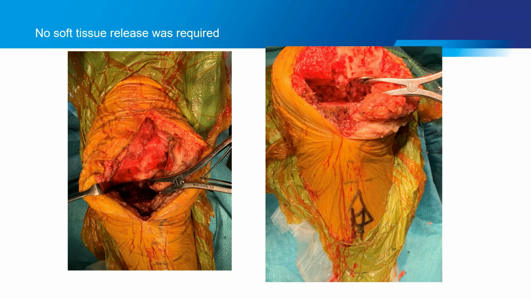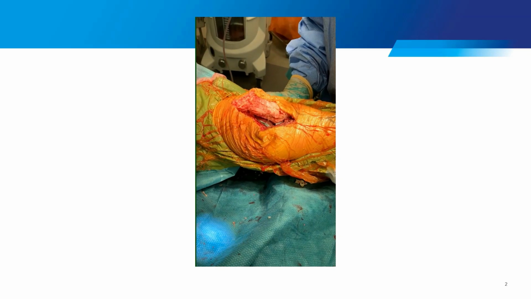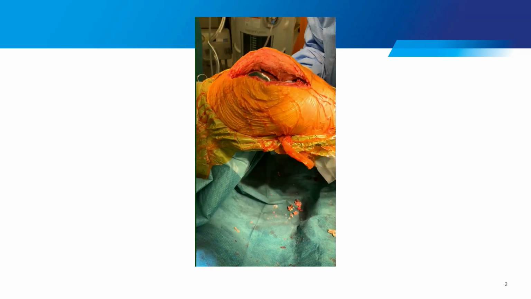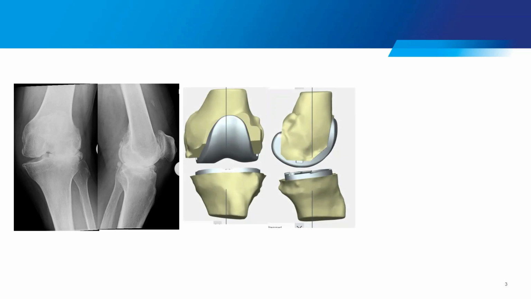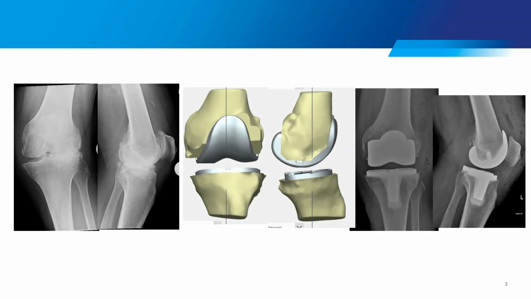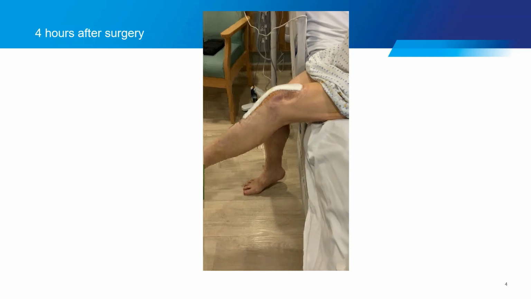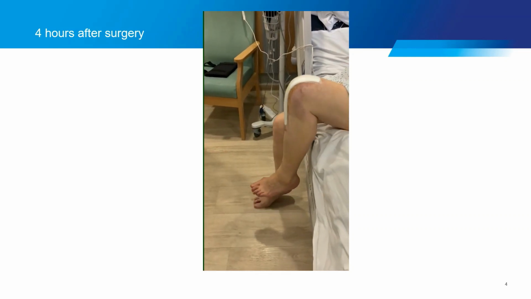So that is the intraoperative situation. Usually with mechanical alignment, I would have had to do iliotibial band pie-crusting and also posterolateral capsule release in these cases. I didn't have to do either of those. That's the stability and the tracking. So that's how it started. That's the planning. That's the post-op X-ray with the CR flex knee. And that's him 4 hours post-surgery.